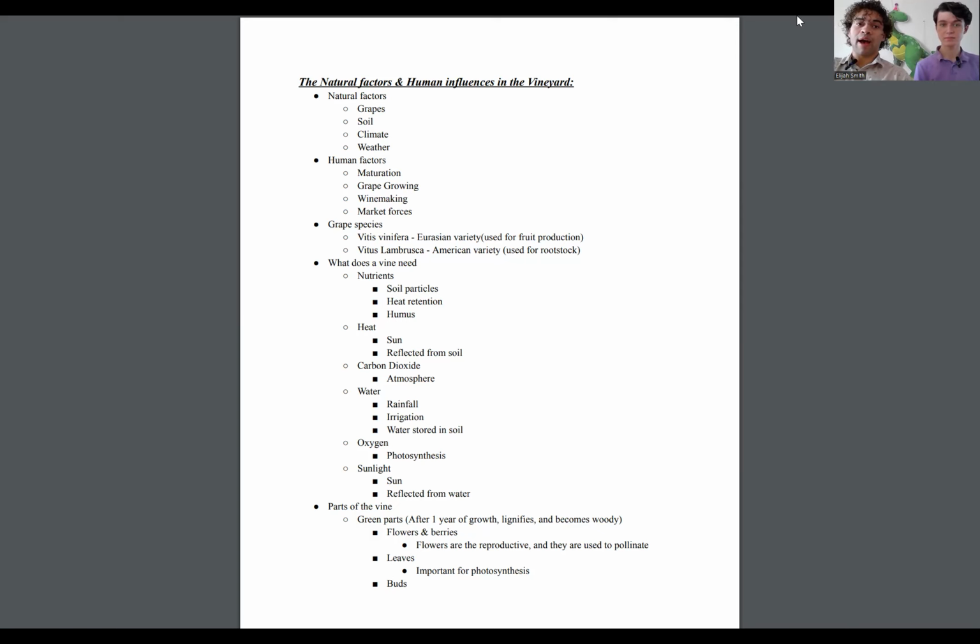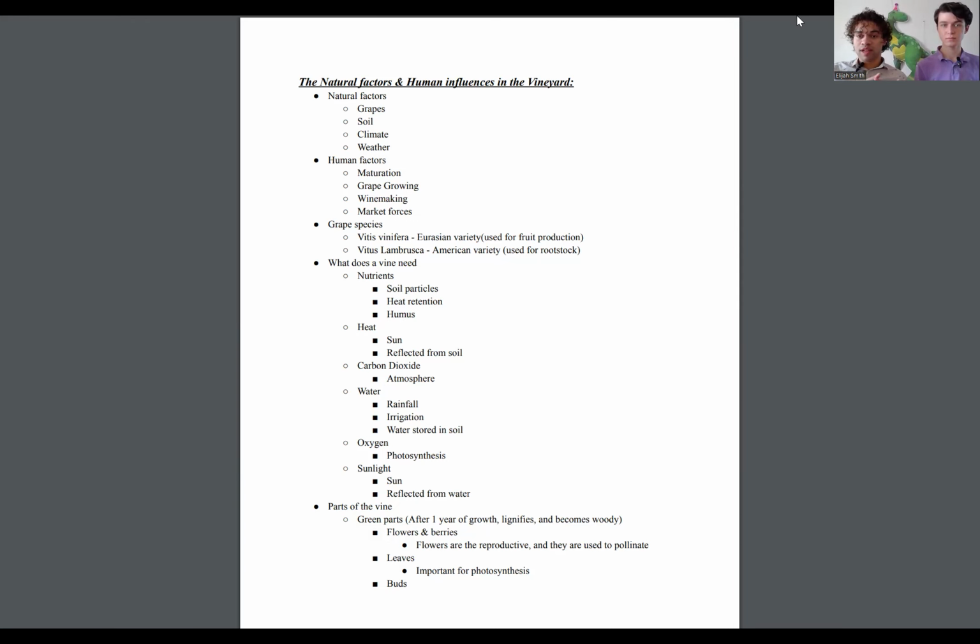We need to think about how the grapes can be affected, how the soil can affect the vines, how climate in the region can affect the vine. And climate, we're thinking of the overarching, over decades and decades of time, what the climatic patterns are like, whereas weather is sort of a day-to-day, week-to-week phenomenon that's subject to change on a whim almost. And then we have the human factors that can affect the vine.